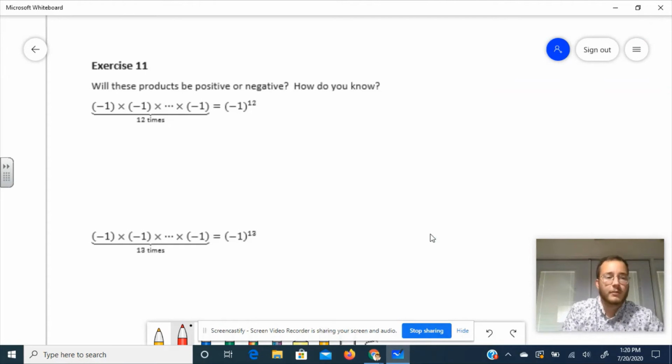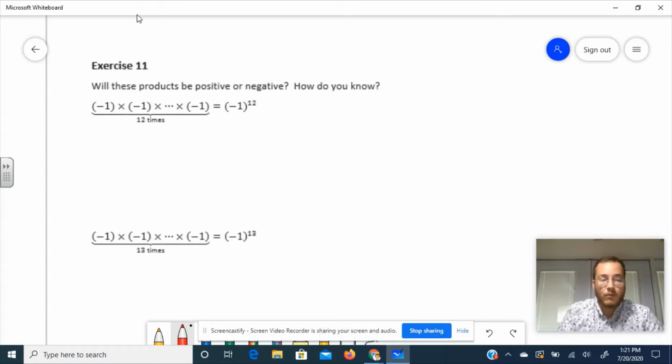Okay, let's finish up our exercises by moving on to exercise 11. It asks, will the products be positive or negative? Now remember, an exponential notation is repeated multiplication, so the answer, whenever you solve it, is still going to be a product. So that's what it means by will the product be positive or negative? Will the answer when you solve this be positive or negative? Well, let's look at it.